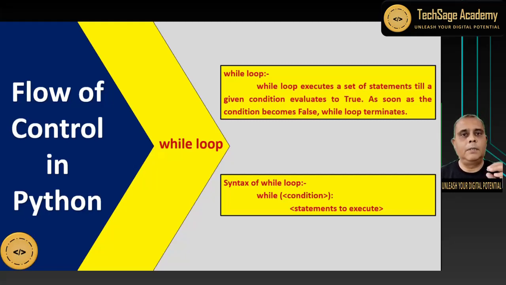That means it is provided with a condition in its header part. That condition needs to remain true so that the loop can continue to execute. As soon as the condition becomes false, the loop is going to terminate. The syntax of while loop is while within brackets condition followed by colon. Now colon again indicates the start of block. Now whatever statements are written within this block of while loop will execute as long as the condition remains true.